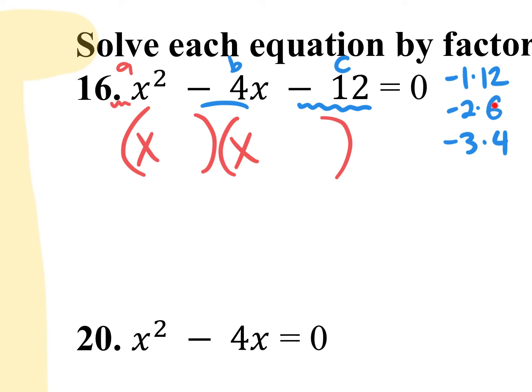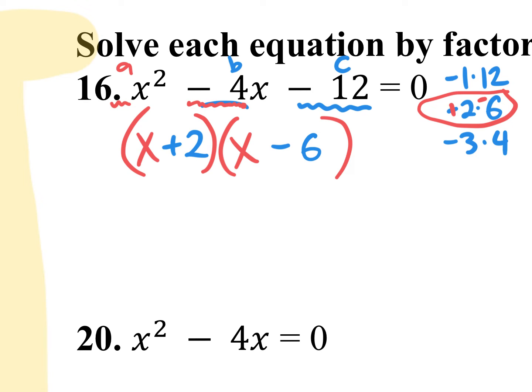Negative 2 and 6, when I combine those, I get a positive 4, right? 6 take away 2 is positive 4. And I do have a 4 right there, but it's negative. So I have the right numbers right here. I just have the wrong signs. So all you got to do is change that to a positive, change that to a negative, and we're good to go. There's my factored form, x plus 2 times x minus 6.